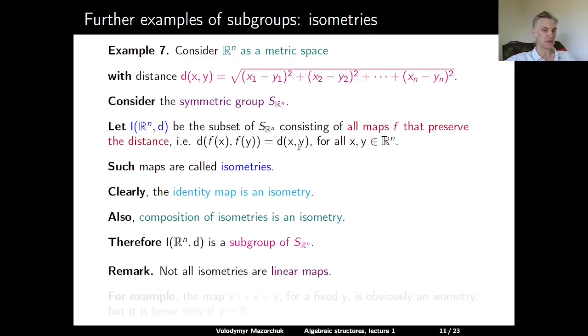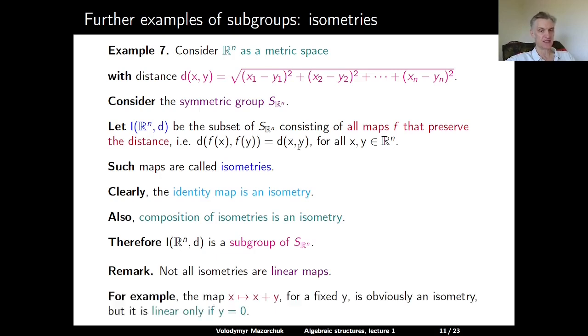Let us note that not all isometries are linear maps. So here is an example. If we fix some element y in R to the power n, then the map which sends an element x in R to the power n to x plus y, so it's a shift by y, is obviously an isometry, because in this distance the shift by y disappears. But this map is linear only if y is equal to 0. So isometries are not necessarily linear maps. There are linear maps which are isometries, but also there are non-linear maps which are isometries.